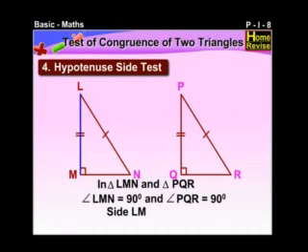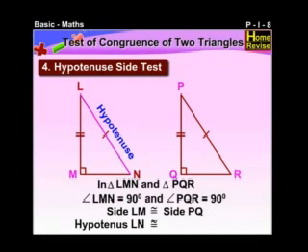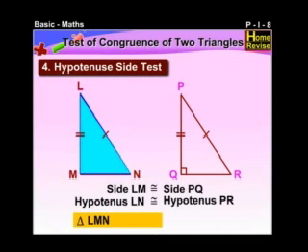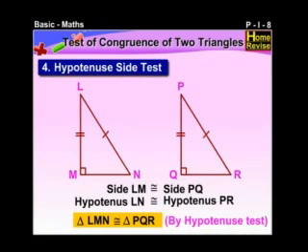Now observe the figure. Side LM is congruent with side PQ. Hypotenuse LN is congruent with hypotenuse PR. That means in a right angle triangle, one hypotenuse and a side is congruent with corresponding hypotenuse and side of the another triangle. Therefore, we can say that triangle LMN is congruent to triangle PQR by hypotenuse side test.